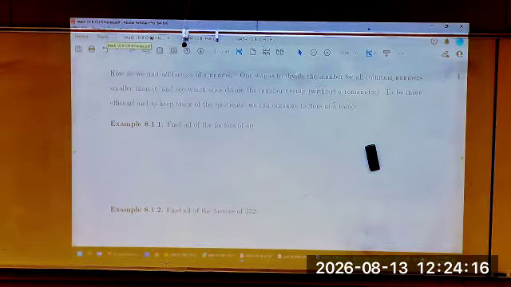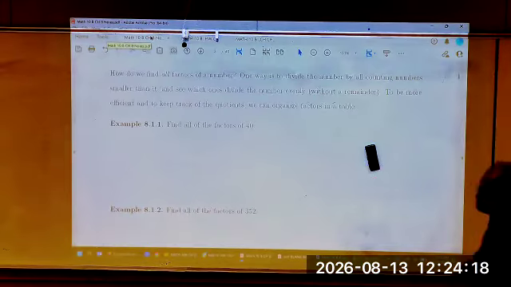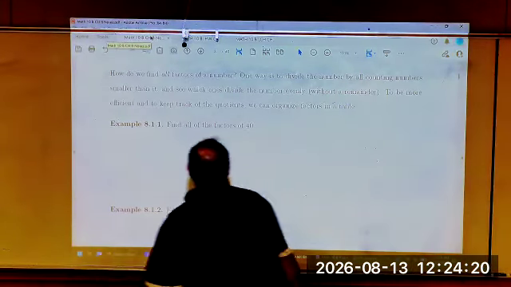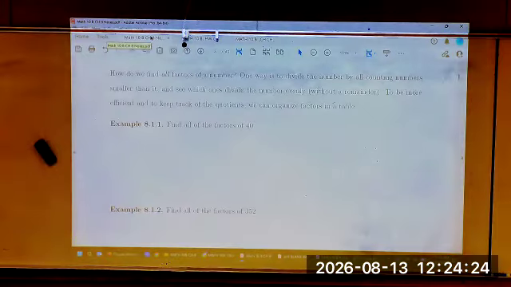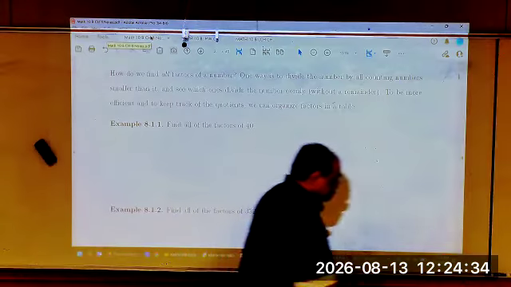We find all the factors of a number. One way is to divide the number by all the counting numbers smaller than it and see which ones divide the number evenly without a remainder. To be more efficient and keep track of the quotients, organize the factors in a table.